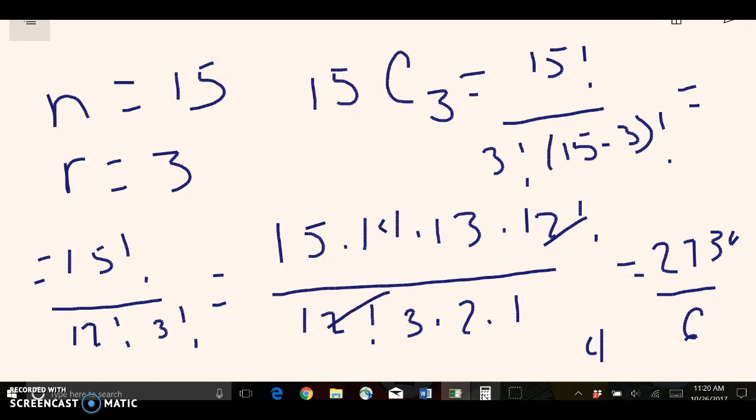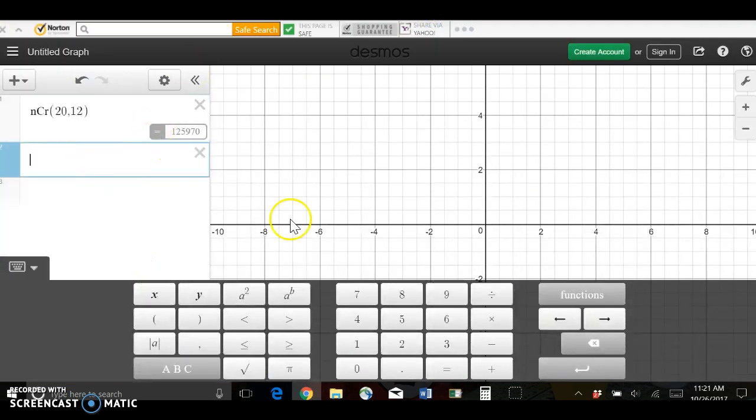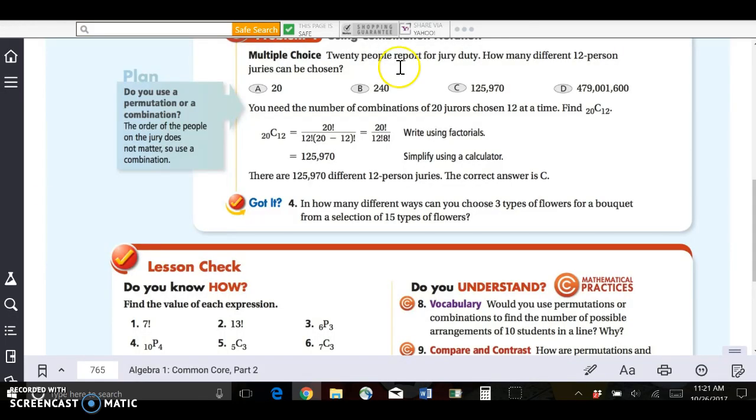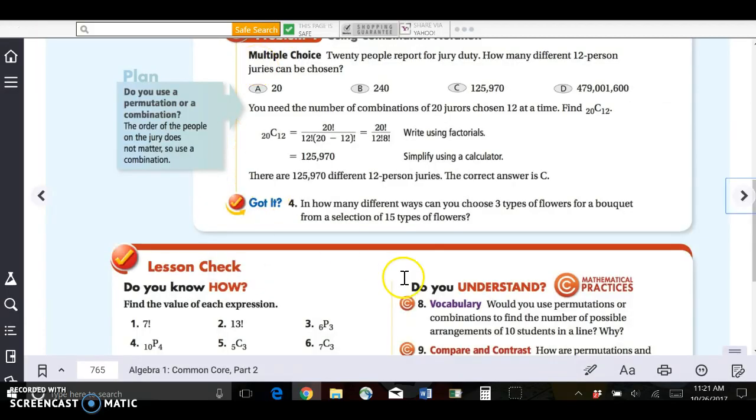It's 455. Notice that combinations are less than permutations. Why? Because with permutations the order matters, so we like crossing out those things that repeat themselves. For example, red, blue, and green; green, blue, and red; blue, red, and green. I can cross these out. I don't have to repeat those, right? That's why combinations are usually smaller. Let's check ourselves in Desmos to make sure we did it correctly. Or I did it correctly, but you guys helped me in spirit. So 15C3 is 455. And I hope that this helps.